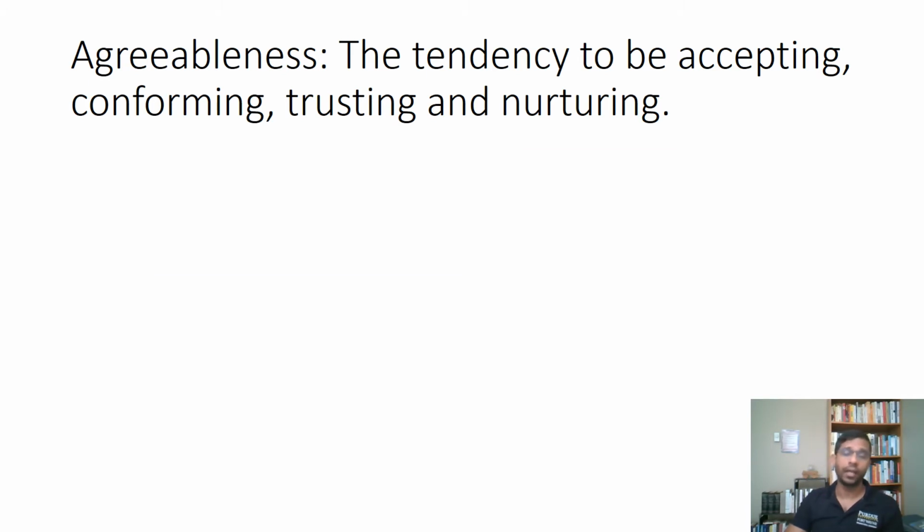The next dimension is agreeableness, which is the tendency to be accepting, conforming, trusting, and nurturing. So people who are high on the agreeableness dimension, they tend to be very trusting individuals. And by that, I mean that they trust people easily. I'm not saying that they are trustworthy individuals. They could be, but being trustworthy means you can depend on somebody. The somebody who is a trustworthy person means that you can rely on this person, you can depend on this person. And that is, if you would remember, associated with the conscientiousness dimension. When we are talking about trusting here, we are referring to the person easily trusting others. So that's what we mean by trusting here.